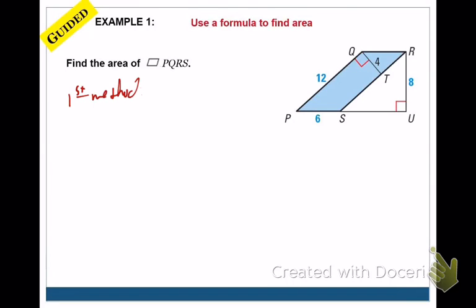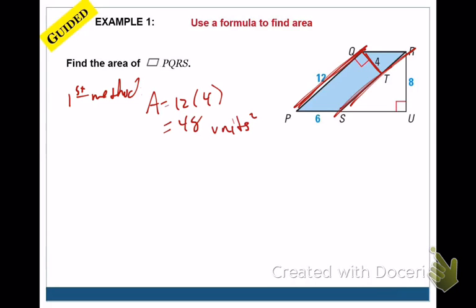Okay, consider this as a base, this as a base, and 4 is the distance between them, because it's a perpendicular segment there. Which makes this easy enough. We just take the length of the base times the height, and we get 48 square units.